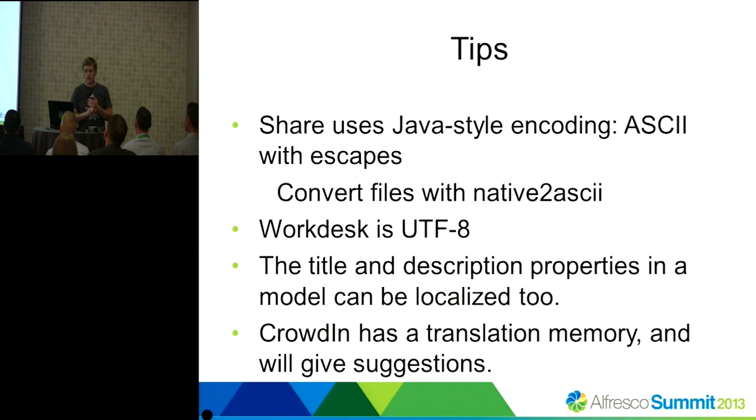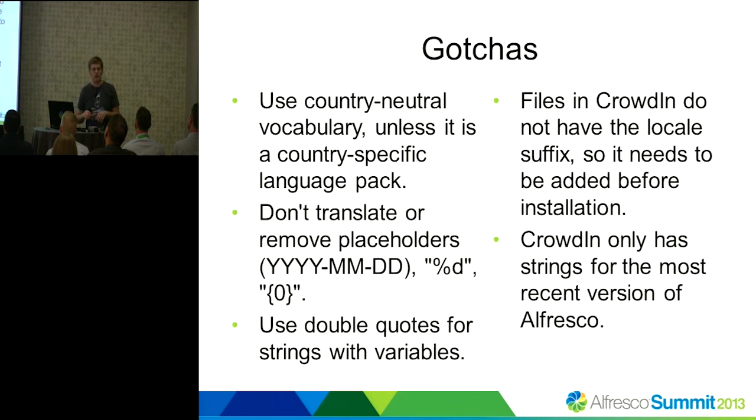If you're doing a custom content model, you can localize the title and description properties and use a translation memory that suggests strings. Crowdin has one, there are others.